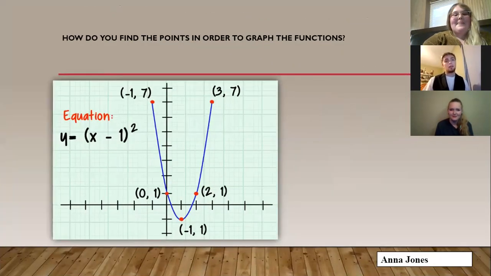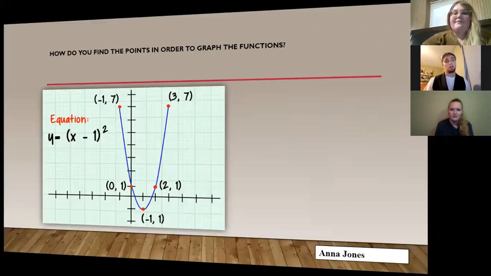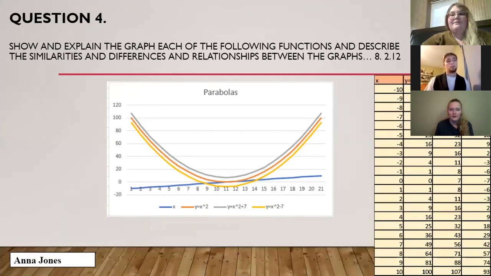Alrighty. So I actually have another question that I would like to ask Anna. Anna, how exactly do you find the points in order to graph a function? So for this function, we just took a whole range of numbers. We went from -10 all the way to +10. That's just our base x values, and you can see that here as the blue line on our graph.